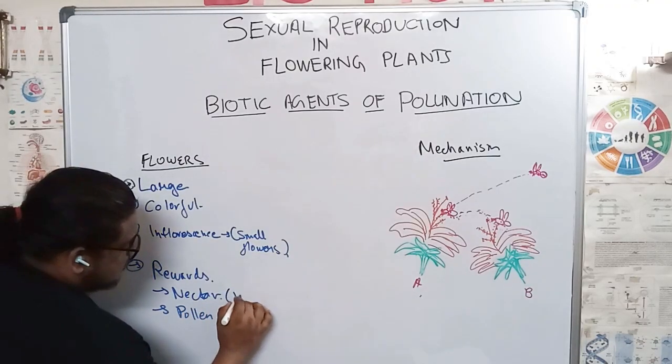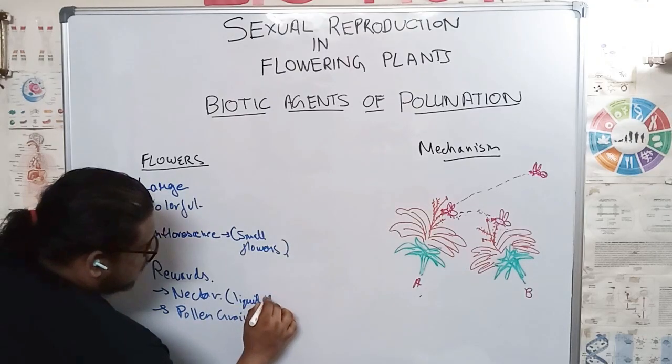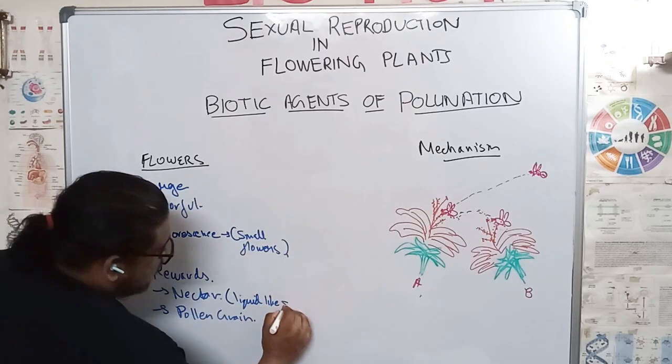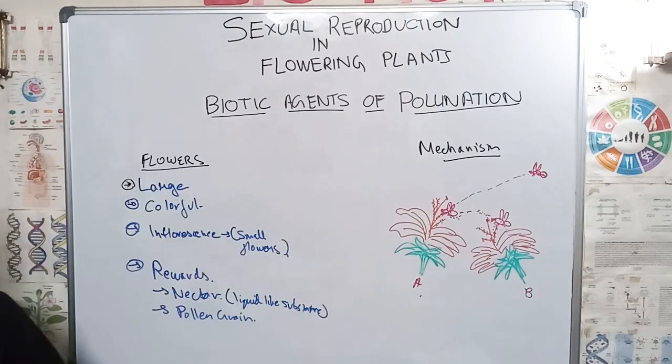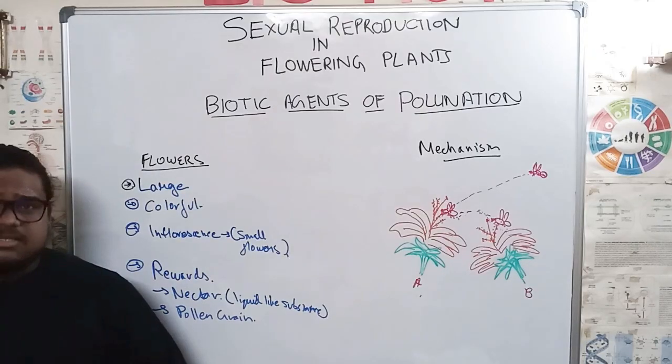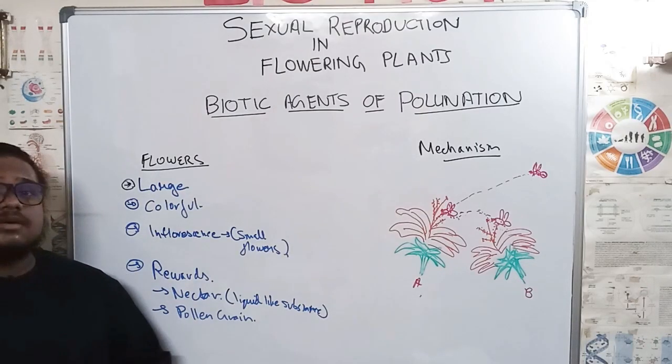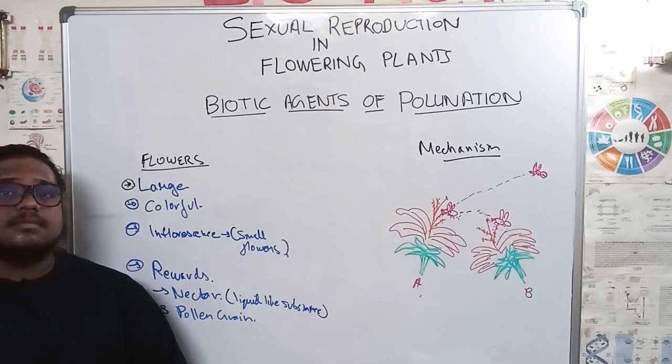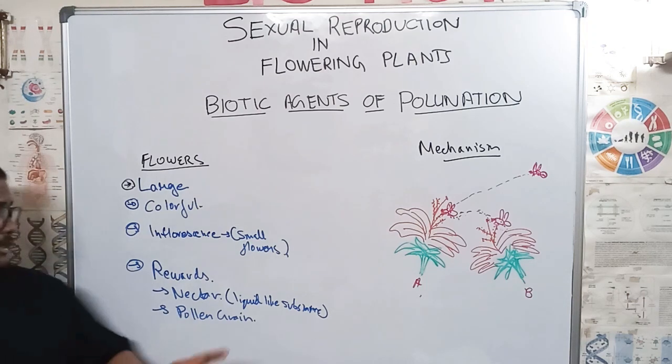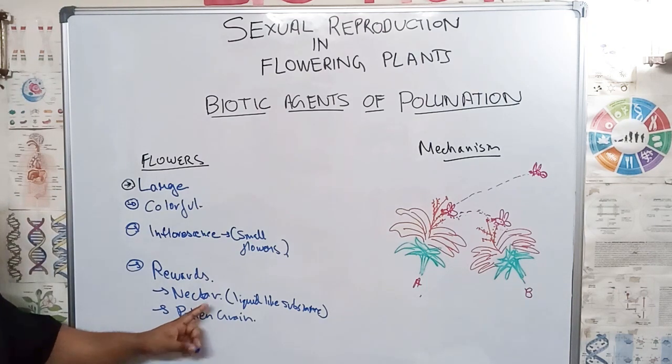ये जो nectar है, it is a liquid like substance. It is usually made up of carbohydrates or natural sugar. Produce होती है flowers में. So when insects come on any flower, what they are getting is this cool refreshing drink. This is known as the nectar.